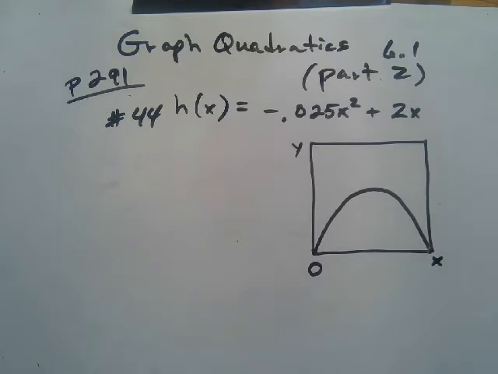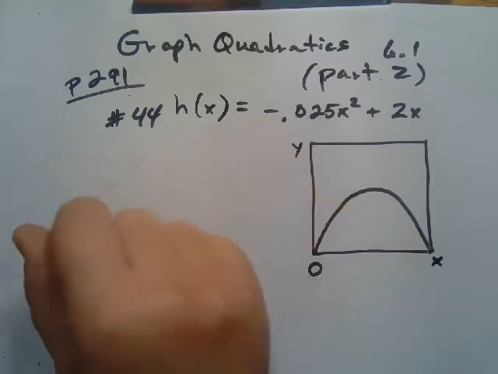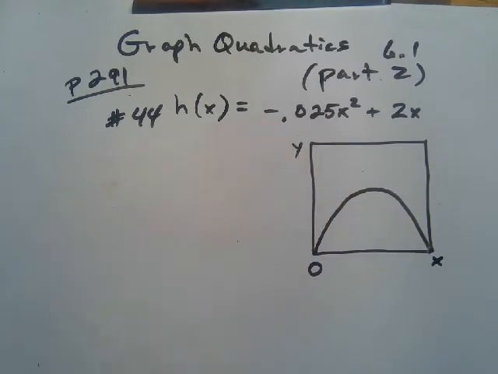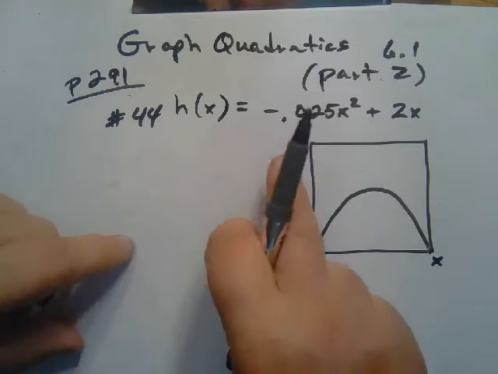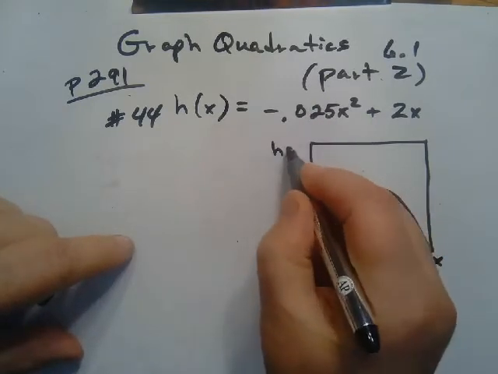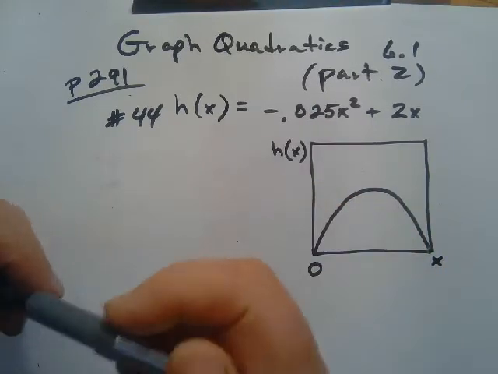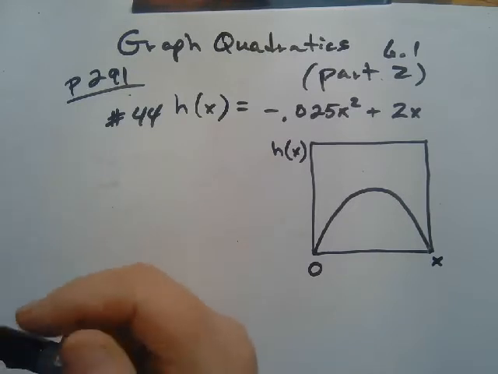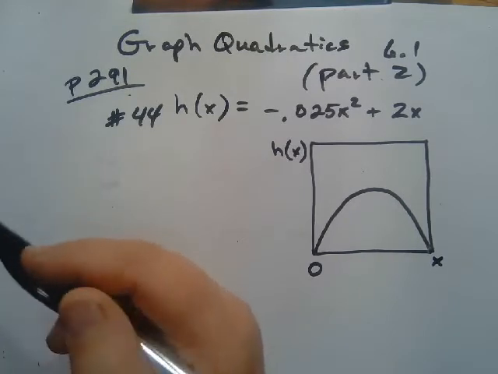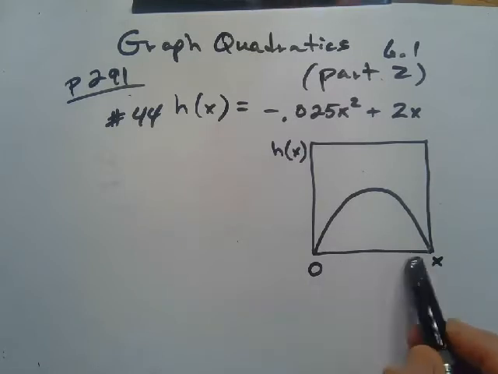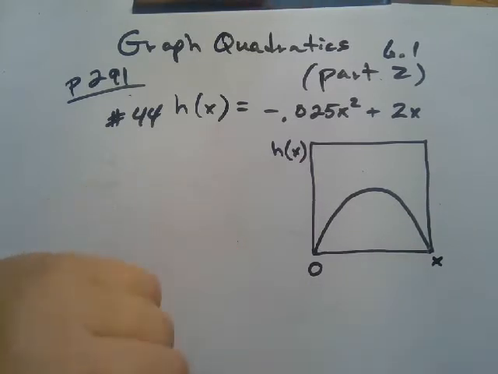All right, problem 44. It says, architecture. The shape of each arch supporting the exchange house can be modeled by this equation, and I've written it up here, where h of x represents the height of the arch. Now usually we have y up here, but let's put h of x up here. It's the same thing as y, right? Represents the height of the arch, and x represents the horizontal distance from one end of the base in meters.